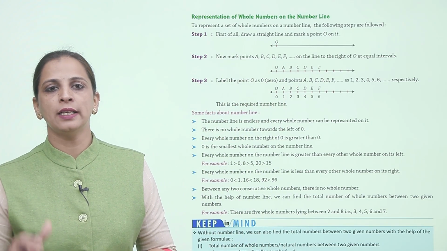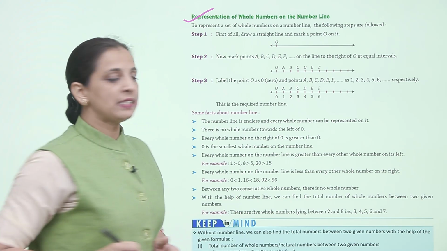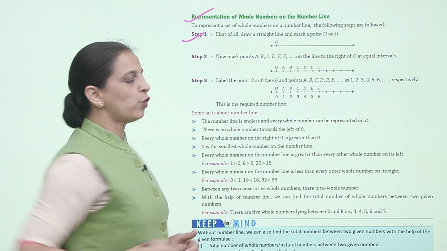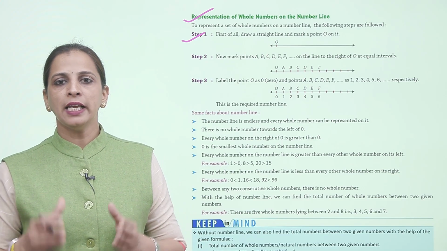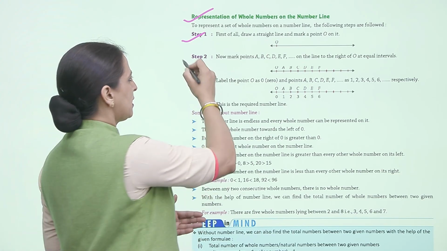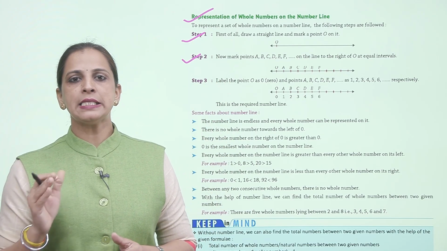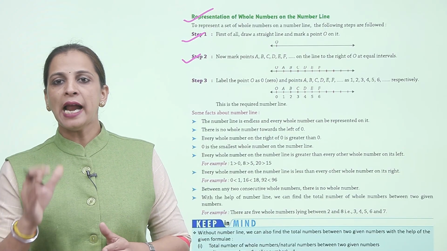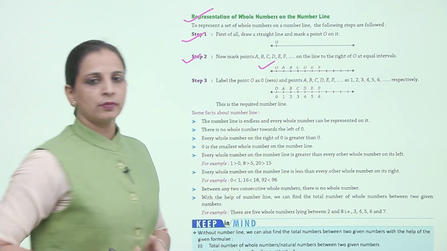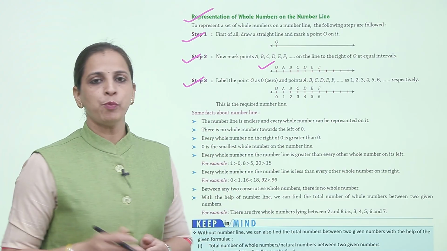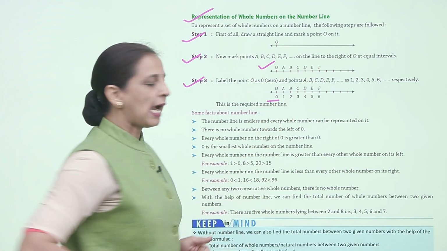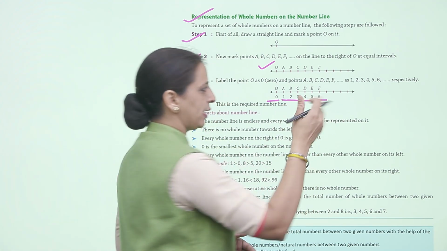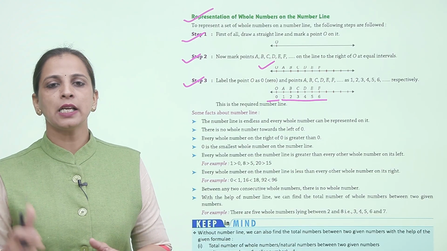Representation of whole numbers on the number line. To represent a set of whole numbers on a number line, the following steps are followed. Step 1. First of all, draw a straight line and mark a point O on it. Step 2. Now mark points A, B, C, D, E, F and so on on the line to the right of O at equal intervals like this. Step 3. Label the point O as 0 and the points A, B, C, D, E, F as 1, 2, 3, 4, 5, 6 respectively. This is the required number line.